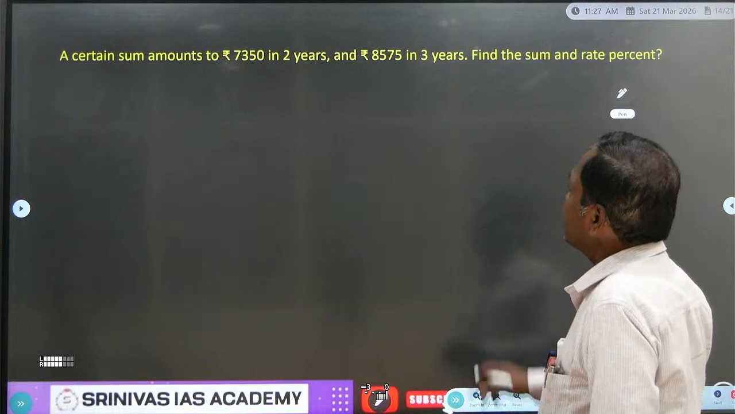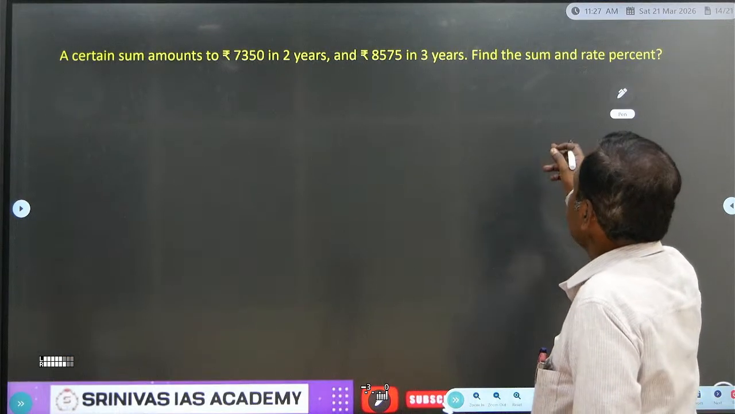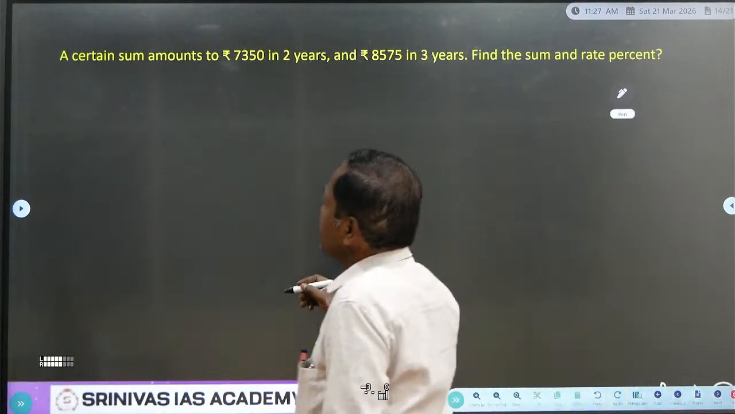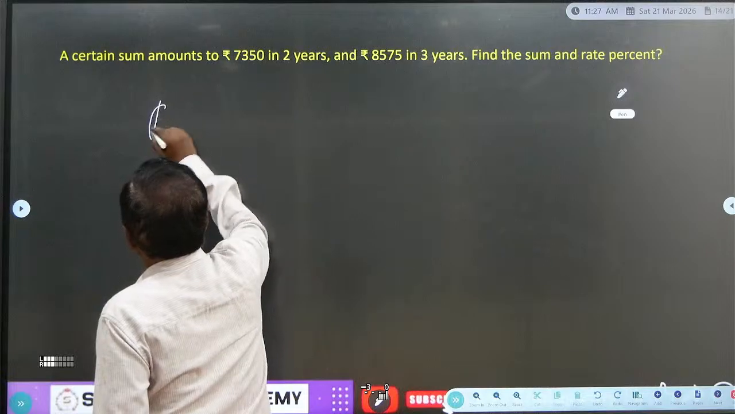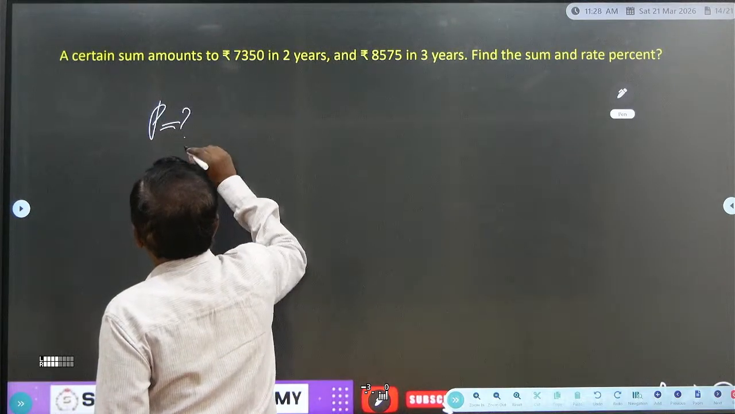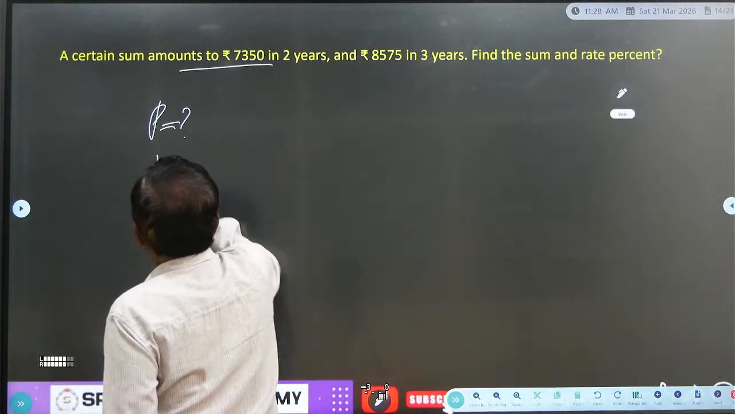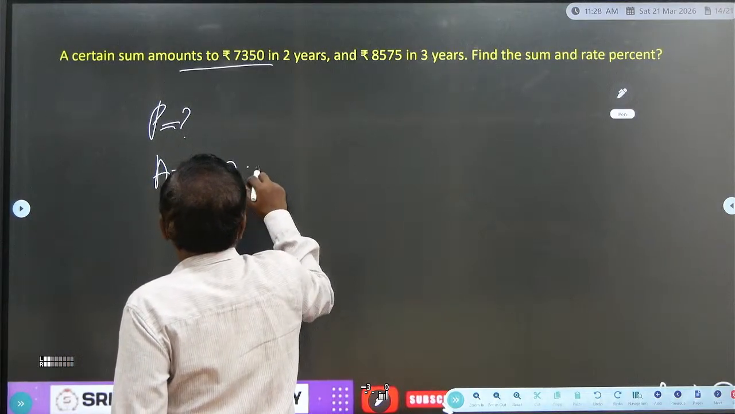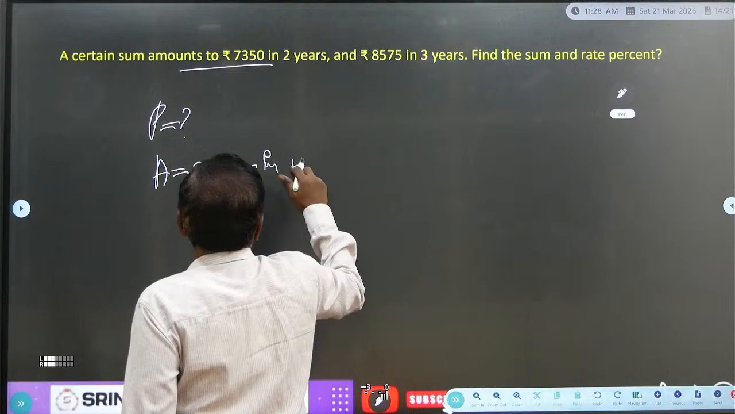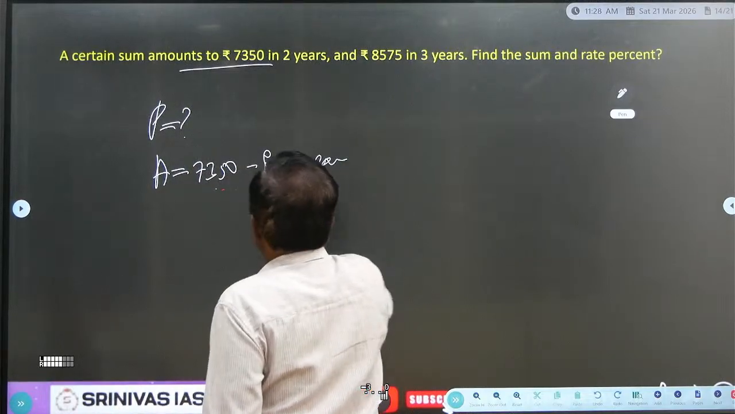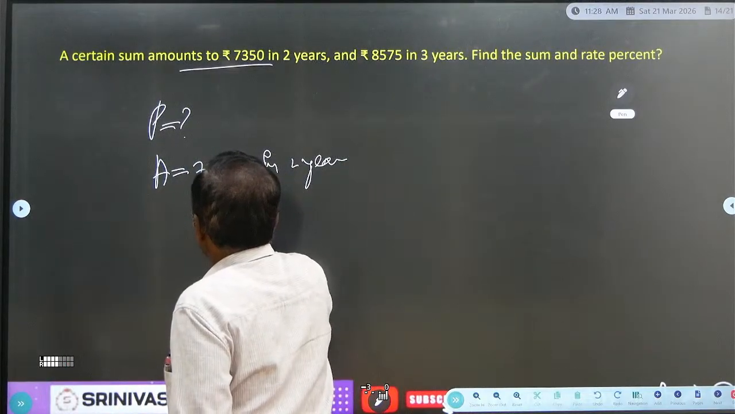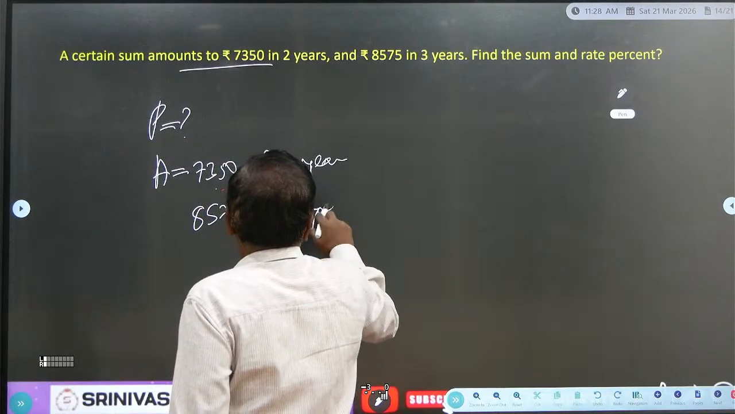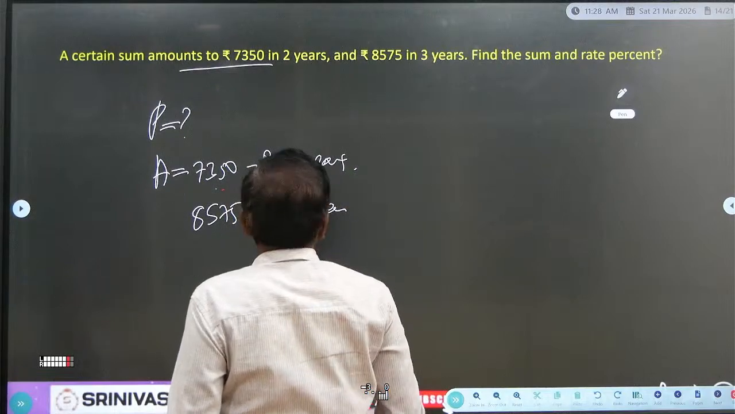A certain sum amounts to 7,350 in 2 years and 8,575 in 3 years. Find the sum and rate percent. A certain sum is not known. That amount is 7,350 in 2 years and 8,575 in 3 years. Find the sum and rate percent.